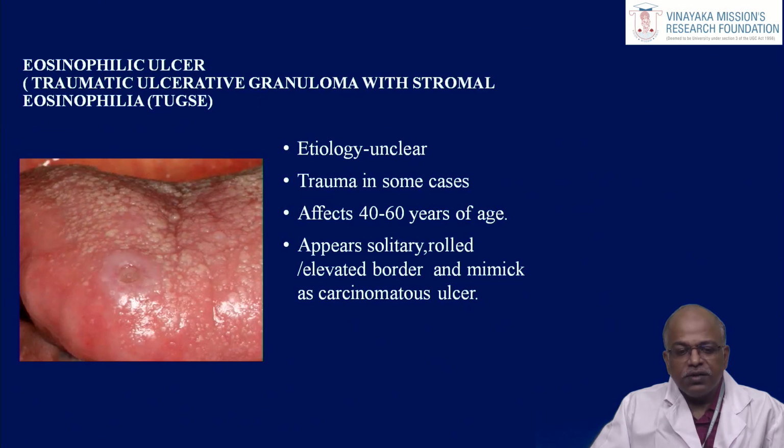Eosinophilic ulcer, traumatic ulcerative granuloma with stromal eosinophilia, also abbreviated as TUGSE. The etiology is unclear and still controversial. Trauma is implicated in some cases, usually affecting 40 to 60 years. They appear solitary, with rolled, elevated borders and can mimic a carcinomatous ulcer.